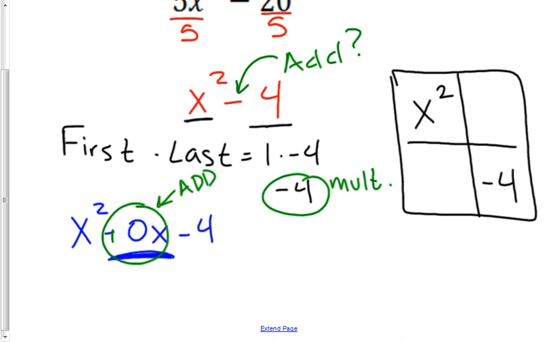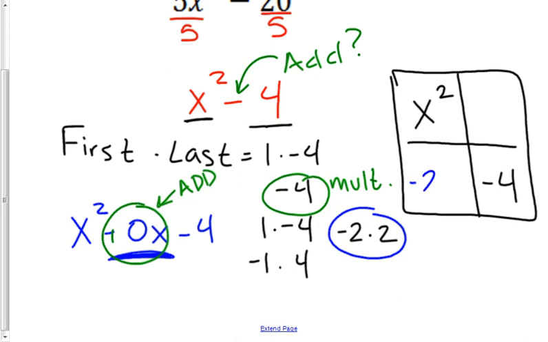So just like we did previously, our factors of negative 4 could be 1 and negative 4, or negative 1 and positive 4, or it could be negative 2 and 2. Which of these pairs will both multiply to negative 4 and add to 0? Right here. So we put negative 2x in one corner and a positive 2x in the other. And there we filled out our boxes.